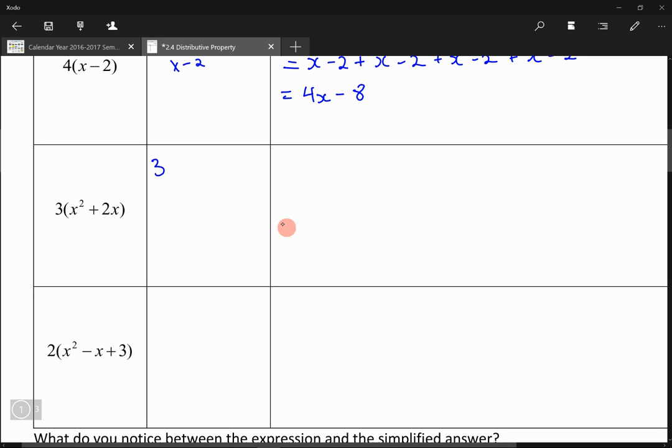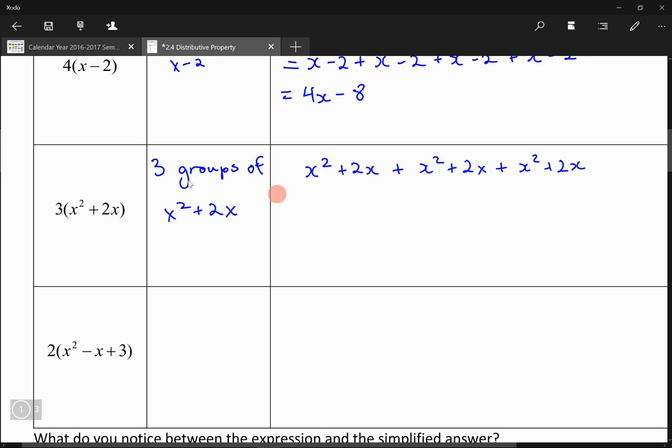Here I have 3 groups of x squared plus 2x. So we're just looking at 3 times this bracket here. So 3 of those brackets. So as an addition form, I can express this as x squared plus 2x plus x squared plus 2x plus x squared plus 2x.